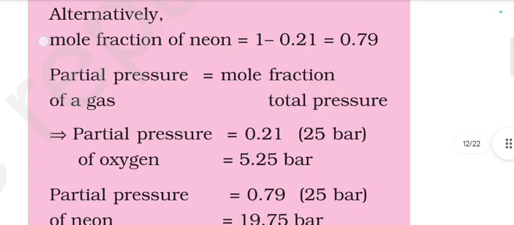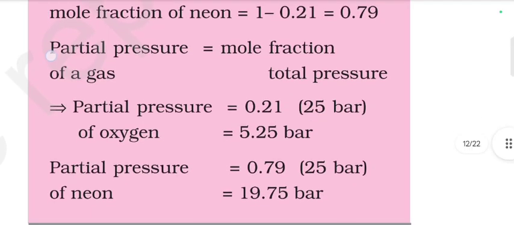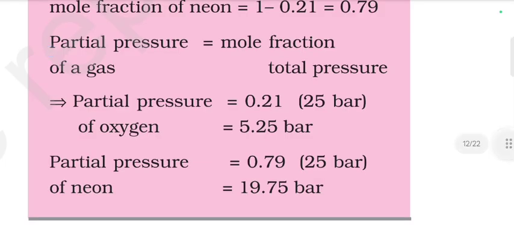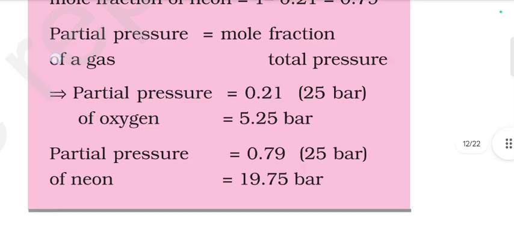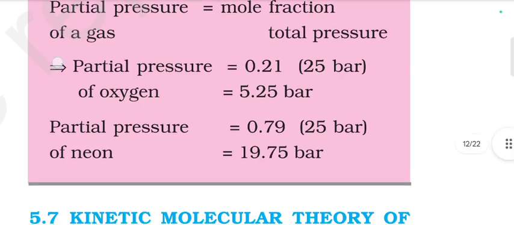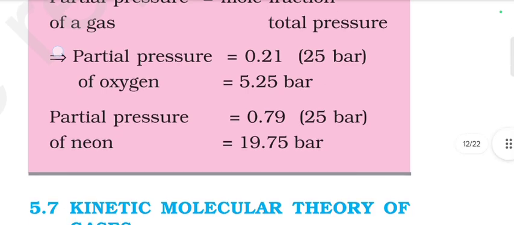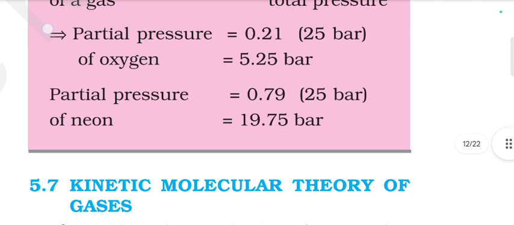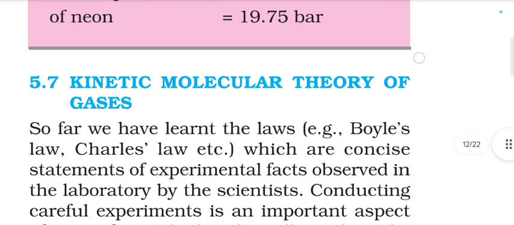Partial pressure of a gas is equal to mole fraction times total pressure. Partial pressure of oxygen is equal to 0.21 times 25 bar, which is equal to 5.25 bar. Partial pressure of neon is equal to 0.79 times 25 bar, which is equal to 19.75 bar. Kinetic molecular theory of gases.